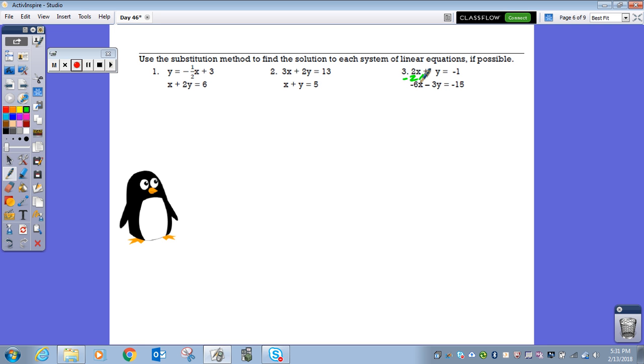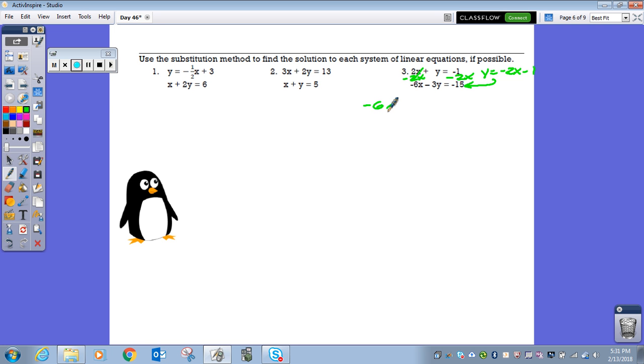I'm going to subtract 2x from both sides, and so I now have y is equal to negative 2x minus 1, right? Make sure your signs stay the same there. I'm putting it into y equals mx plus b form because, again, that's what we're used to, right? So I'm going to take that y and plug it into the second equation here.